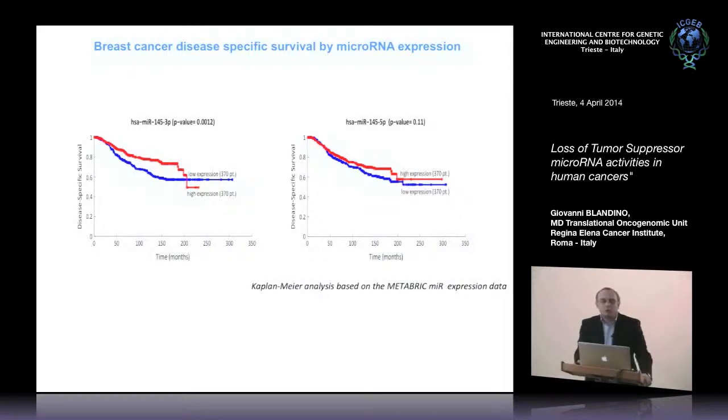What we could do was to see whether this modulation of microRNA that we found in our order was also reflected in many of the databases for microRNA expression in breast cancer. For instance, we asked at the METABRIC analysis, and what we came up with was that one of these, the 145-5P expression in the METABRIC database, has an impact on the disease-specific survival, not the 145-3P.